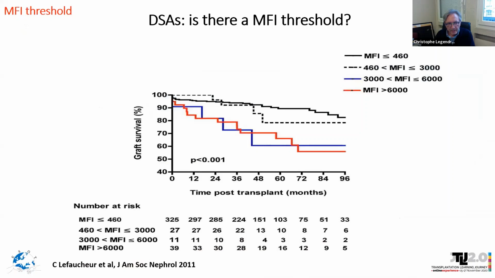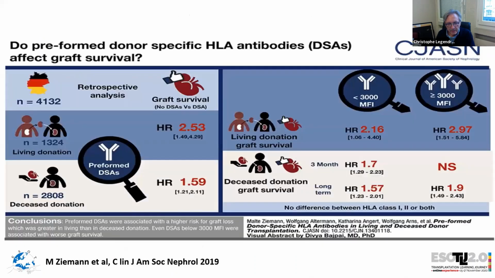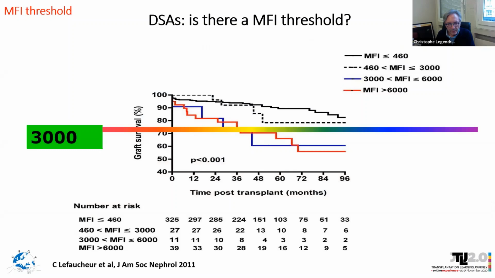That said, there is still a correlation. Looking at this data coming from Paris, you see in red and in blue the patients with more than 3,000 MFI at the time of transplantation. Next one. Here you see that the patients with less DSA have better results. The 3,000 threshold has also been found by our colleagues from Germany.